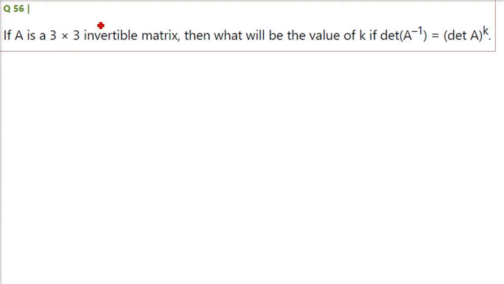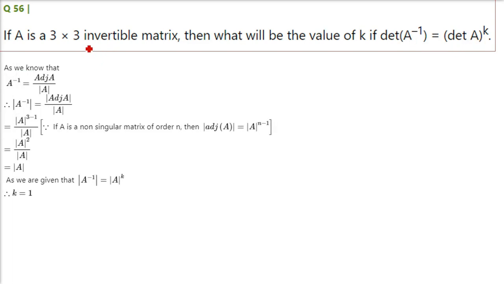If A is a 3 by 3 invertible matrix, then what will be the value of K? Determinant of A inverse is equal to determinant of A raised to the K. Inverse and adjoint we are going to take in the next discussion, because we have not discussed this, but I already told you one thing, that A inverse is adjoint of A divided by the determinant of A.